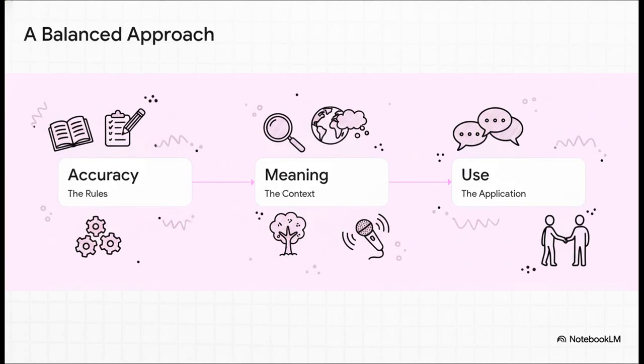A truly effective communicator, whether you're a student or a teacher, needs three things. You need to know the rules for accuracy. You need to understand the context that gives those rules meaning, and you need the practical skills for application, using it all in the real world.